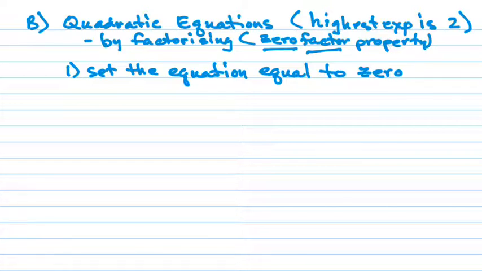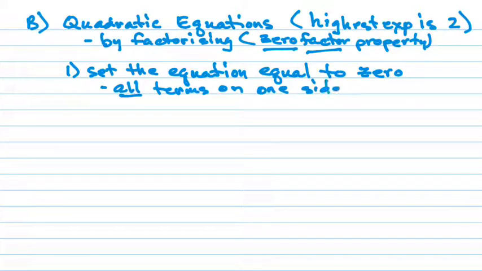Now, in linear equations, I wanted all my x terms on one side and my numbers on the other side. This time, I want every term on one side. So, all terms on one side. That means that after the equal symbol, if I subtract everything away, the only thing I'm going to have on the other side is a 0. All my x squareds, my x's, and my number terms are on one side, and on the other side all that's left is a 0. And we're going to look at lots of these.